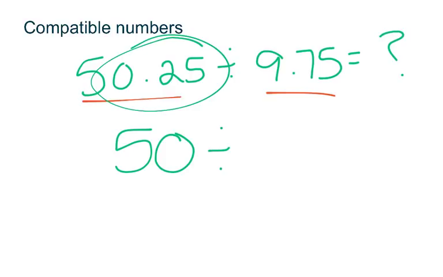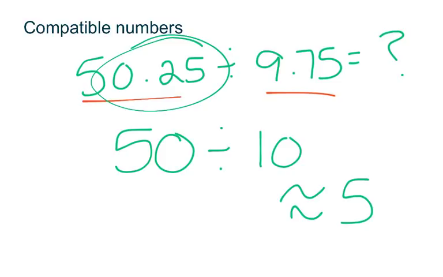Looking at 9.75, you want to ask yourself, what is that close to that I can easily divide into 50? In this case, you want to think 10. So now that I have that, I would say 50 divided by 10. Okay, I know that's 5. So I'm going to say the answer to this is about 5.